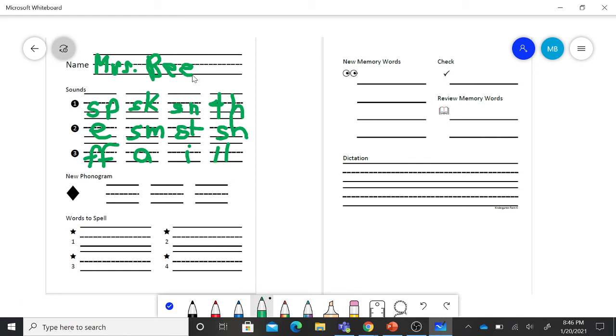All right, so for my new sound, it's that sl, like sled. That's why we read Ned's sled. SL, slide, sl. SL, slide, sl. SL, slide, sl.